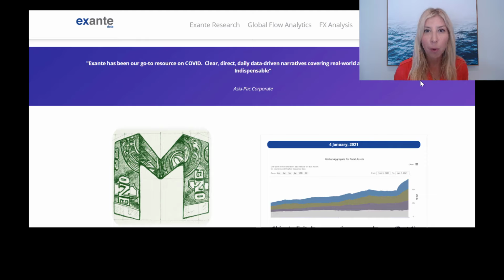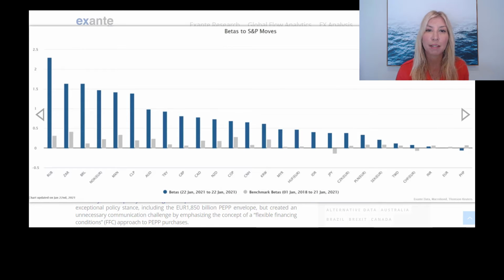We're going to go over a few points in the note, and I'm going to show you a couple extra charts that were not in the note. Let's start. Okay, this is one of our charts, FX betas to S&P moves. I did put this chart in the Week in Review.